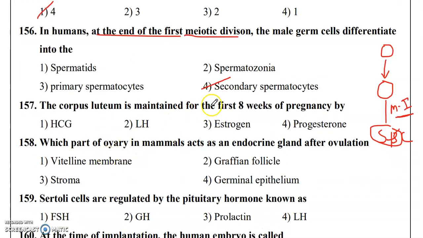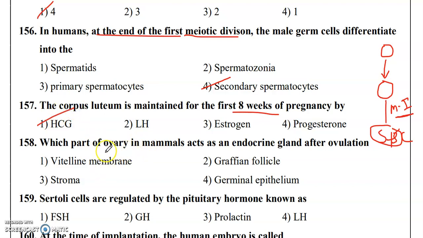The corpus luteum is maintained for the first 8 weeks of pregnancy by which hormone? After ovulation, if fertilization occurs, the corpus luteum remains there for about 2 months, that means 8 weeks. Who is maintaining that corpus luteum for this period? That is human chorionic gonadotrophin hormone, which maintains the corpus luteum.